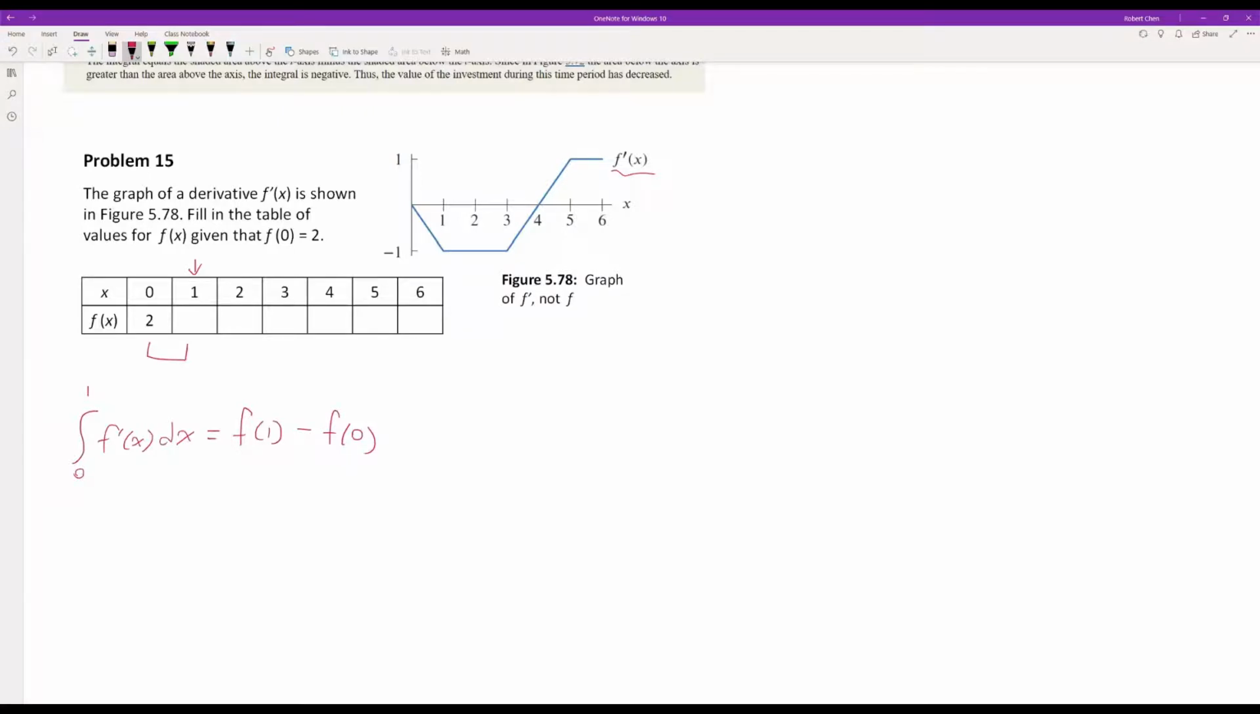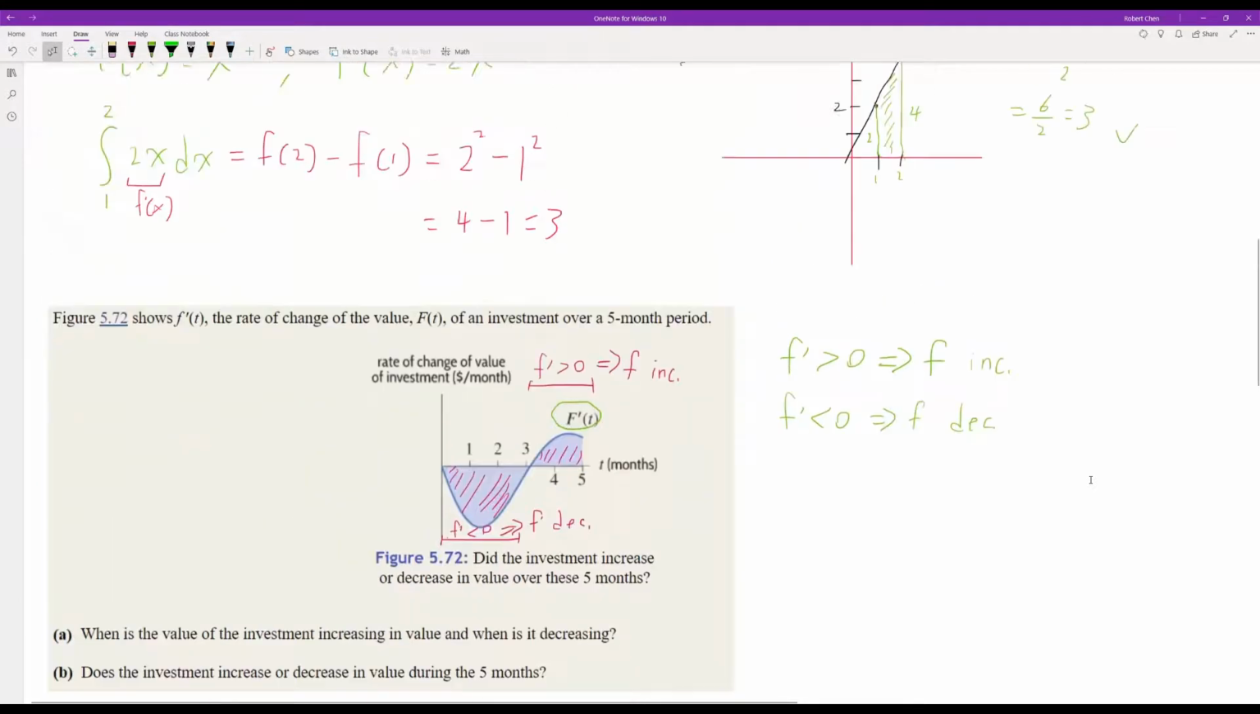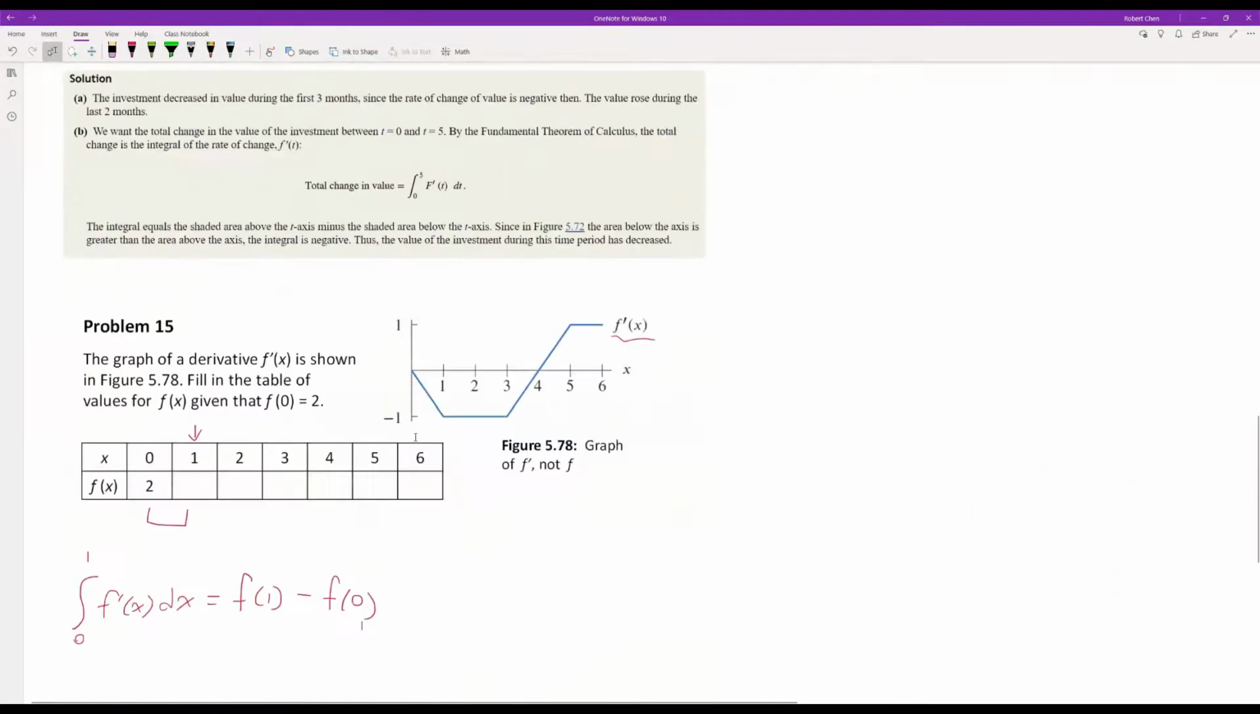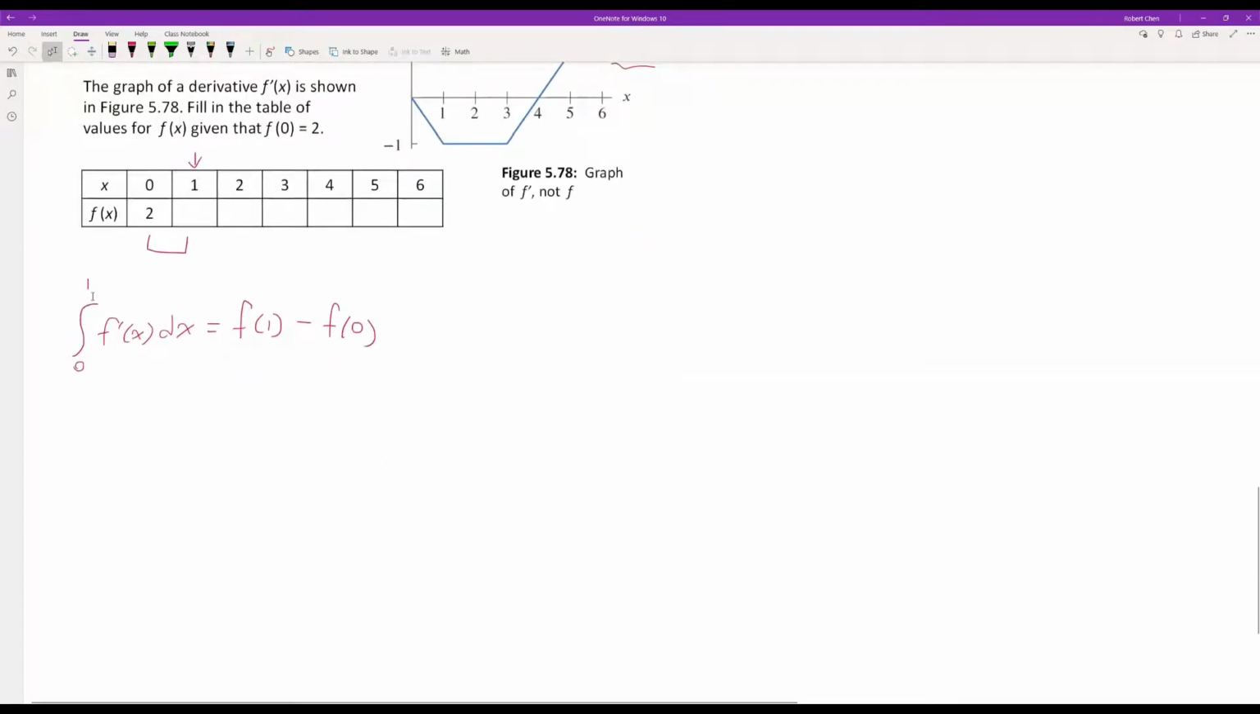Let's go back a little bit and look at the fundamental theorem of calculus. Integral of f prime is equal to f of b minus f of a. F of the upper bound minus f of the lower bound. Now, in our case here, our lower bound is 0 and our upper bound is 1. So we have f of 1 minus f of 0. So this is actually the one we want to find. And we know f of 0 already, it's given to us. F of 1 is our unknown.